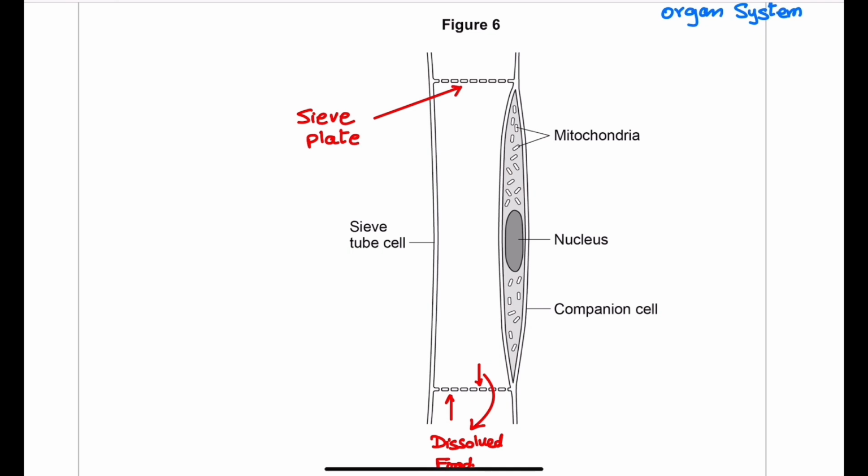The mitochondria's job is to produce energy, and the sieve tube cells need energy. We can see that they are hollow tubes, but these cells need energy. So mitochondria will produce energy, the companion cell will use energy, and the extra energy is given to sieve tube cells so that they can work and move the sugar up and down in the plant.